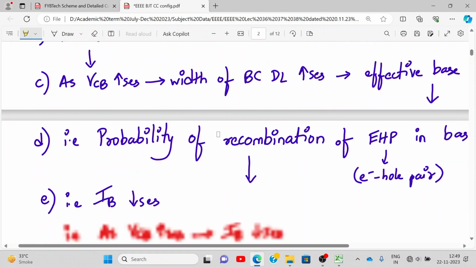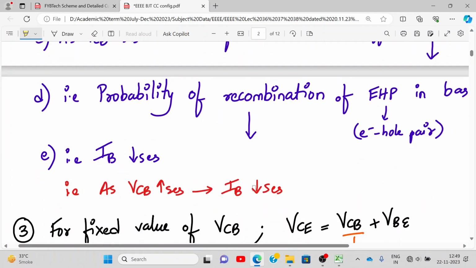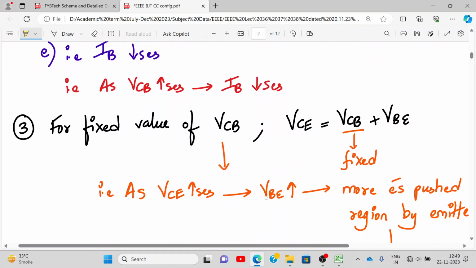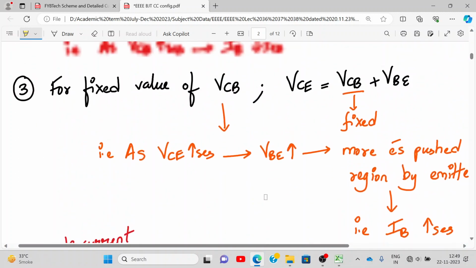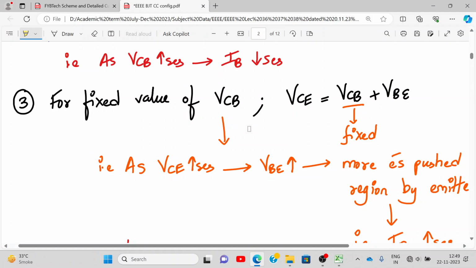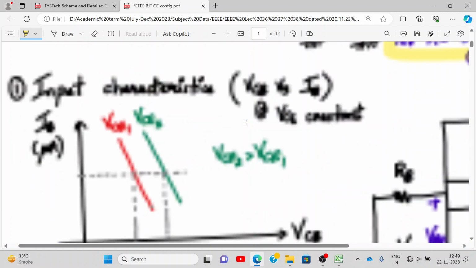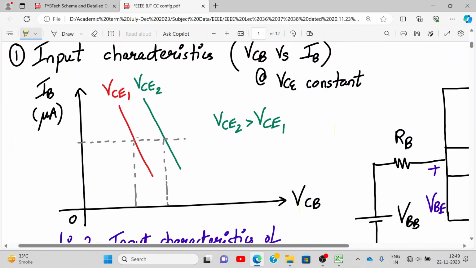Clear? So this was a clear explanation. Why does increasing VCB reduce IB? Because the base-collector junction depletion region is becoming larger, so the effective base width is less. Fewer recombinations mean lesser IB. Base current is less. Okay, and for a fixed value of VCB.